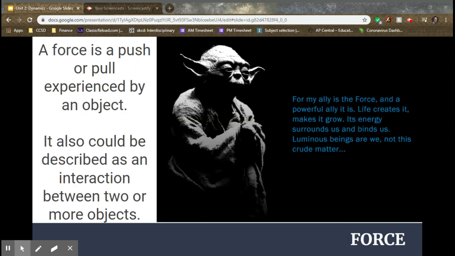So, what is a force? We've kind of used that word a few times. Simply put, a force is any kind of a push or pull that is experienced by an object. You could also describe it as any kind of interaction between two or more objects, where that interaction is pushing or pulling the objects involved.